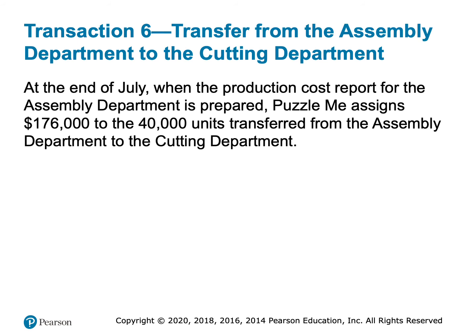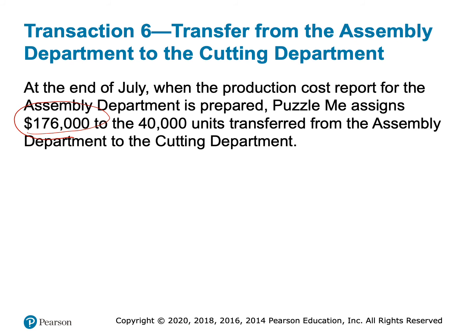So I hope you posted all your T accounts because we're getting ready here. Now we're told at the end of July, we are transferring those 40,000 puzzles out of the assembly department into the cutting department. And we know that those 42,000 units puzzles cost $176,000. We just calculated that on our production cost report. So that 176 should sound familiar. You might want to go back to that chart.